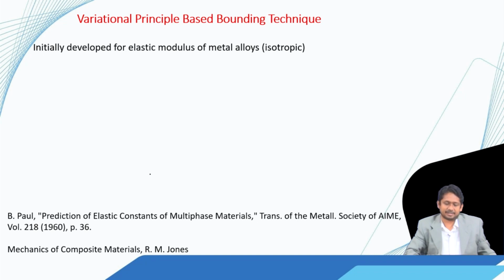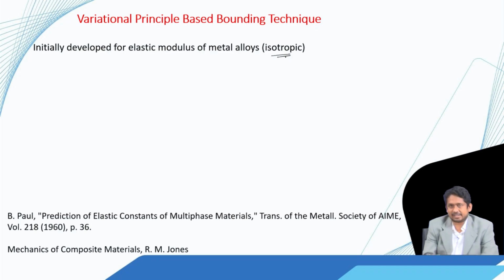Okay. The variational principle based approach is another approach which was initially developed for elastic modulus of metal alloys, and that is isotropic. However, we can take this theory and we can extend it for anisotropic composites also. So, here we will have a very brief overview of that. This was proposed by Paul in this paper, and the book by R.M. Jones also described this in good detail.